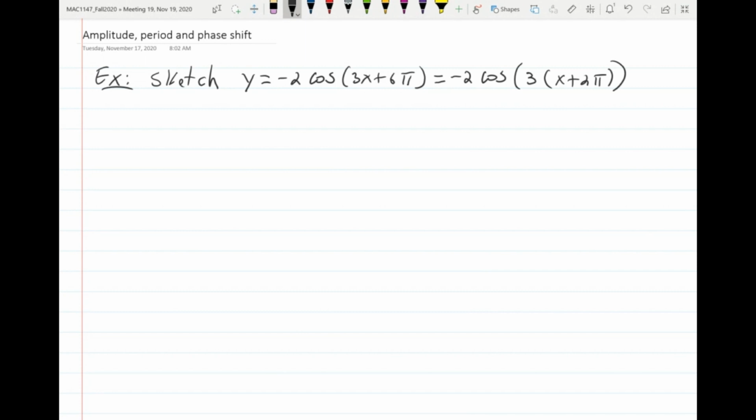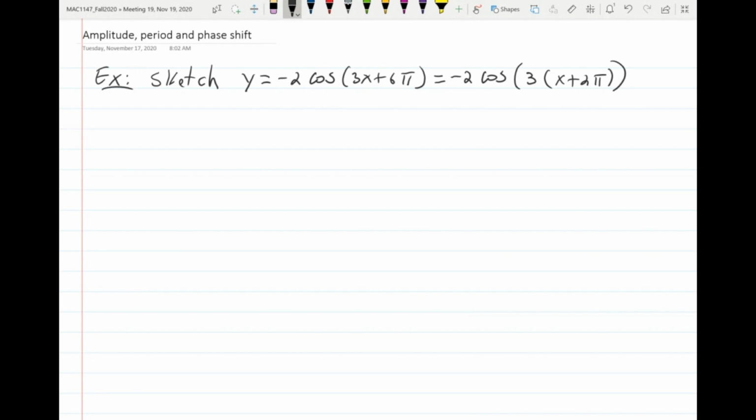So first of all, the -2 is going to have two effects on the graph of cosine. So the times 2 means that we're going to be doing a vertical stretch by a factor of 2, right? So this is going to affect the range of the cosine. Instead of being from 1 to -1, now it's going to be wider. It's going to be between 2 and -2. The negative is going to flip our picture, right? So that's what multiplying by -1 does. The picture is going to be flipped.